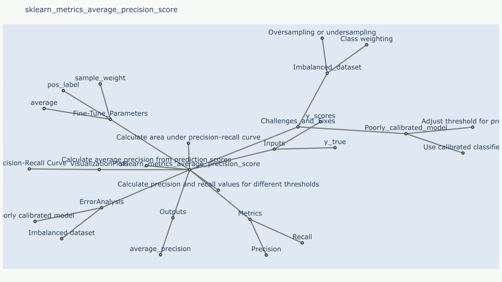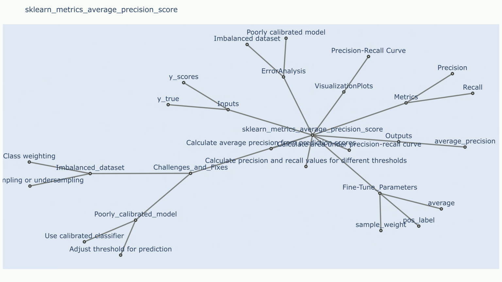Fine-tune parameters. pos_label specifies the label of the positive class. By default, it's assumed to be 1. You can change this if your data uses a different value for the positive class. average determines how the average precision is computed if multiple classes are present. It can be set to micro, macro, weighted, or none.